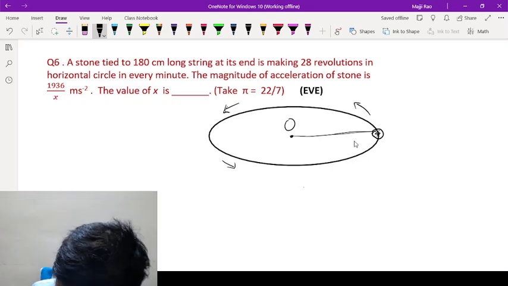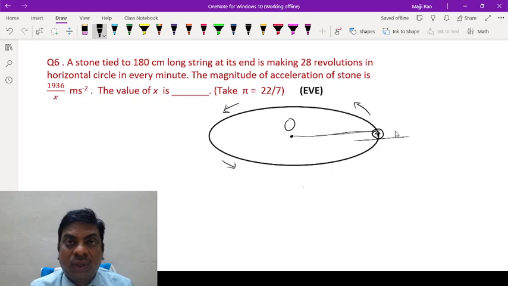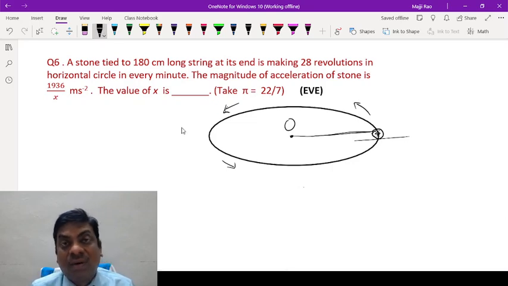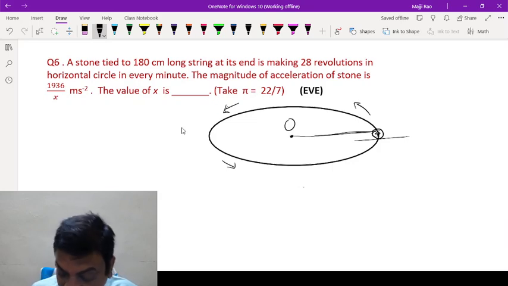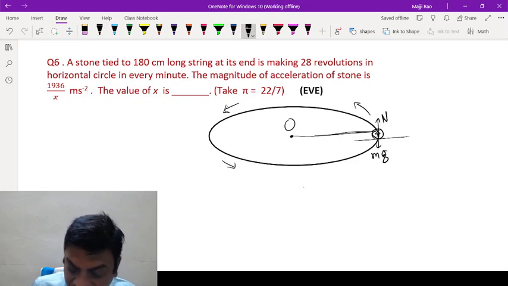So that means there has to be some support, isn't it? Without support, it cannot execute motion in a horizontal plane, because in that case the tension required in the string will be infinite. It can be shown very easily that the tension required in the string would be infinite if it rotates in free space in a horizontal plane. And that is not possible. So probably some smooth surface is there anyway, so the weight will be balanced by the normal reaction. So no need to consider the vertical forces.